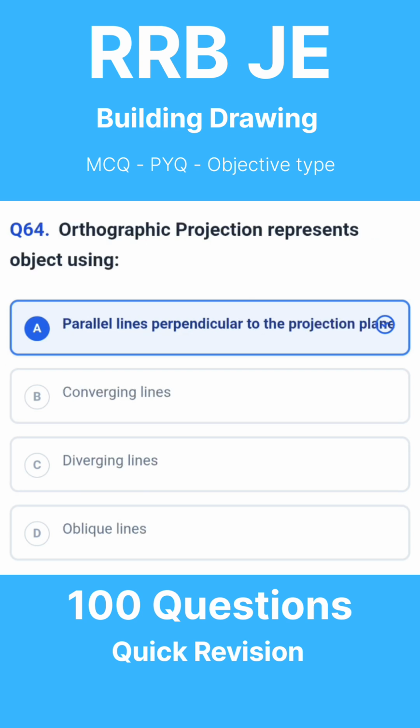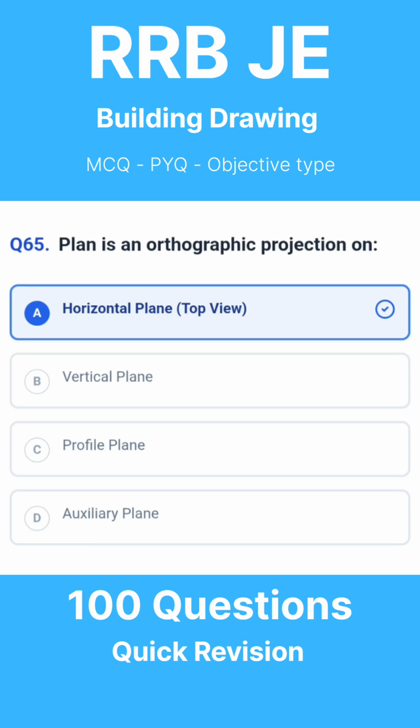Question 64. Orthographic projection represents object using ___. The correct answer is parallel lines perpendicular to the projection plane. Question 65. Plan is an orthographic projection on ___. The correct answer is horizontal plane (top view).